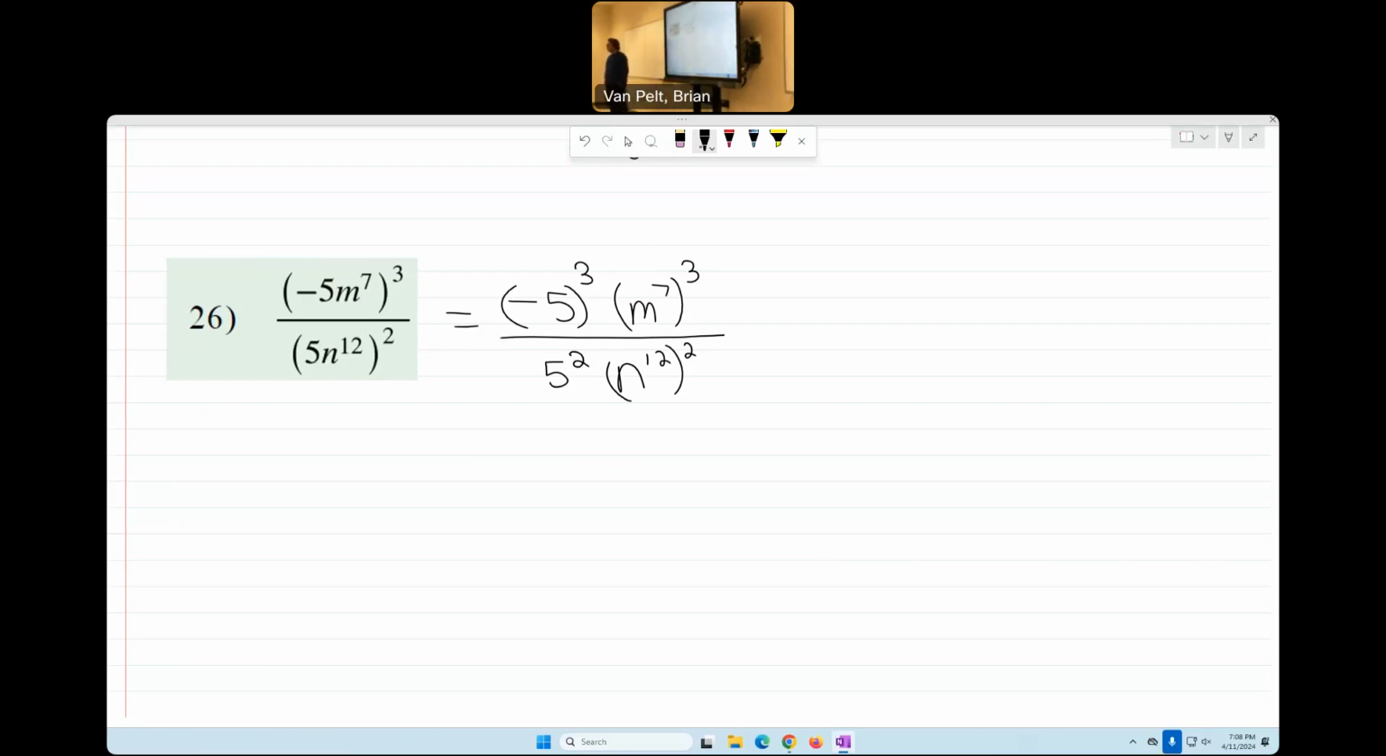Anybody know what 5 to the third power is? 125? So it's -125. Okay, what's the m part going to be? m to the 21st power. On the bottom we have 25, n to the.